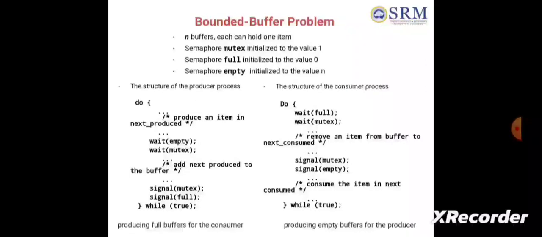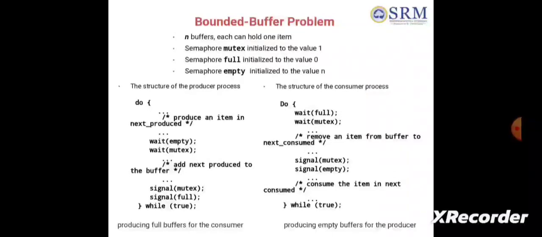Let us see the code for the producer process first. The producer process produces some data and it waits till all the n locations in the buffer are empty. Hence, it invokes the wait on the semaphore variable empty. Once all n locations are empty, then it invokes the wait on mutex. Means it applies mutual exclusion so that the critical section is accessed only by the producer process. Here the critical section is nothing but loading the data item produced by the producer into the buffers.